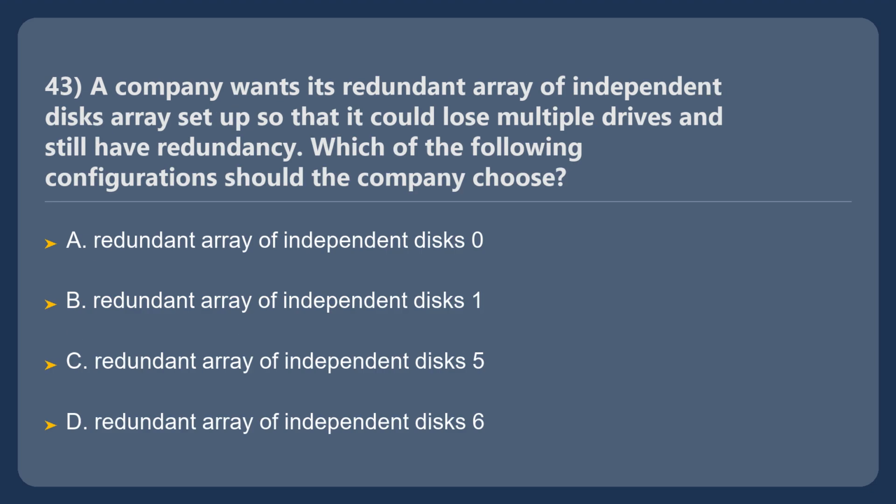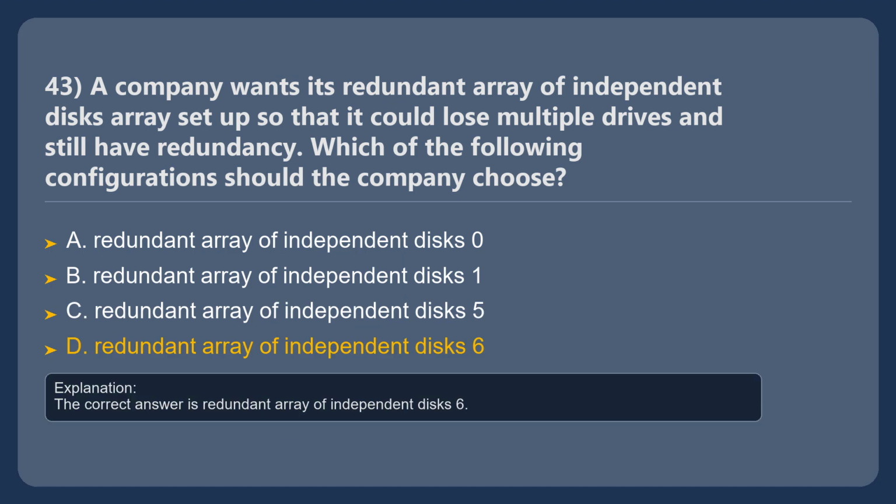Question 43. A company wants its redundant array of independent disks array set up so that it could lose multiple drives and still have redundancy. Which of the following configurations should the company choose? Option A, redundant array of independent disks 0. Option B, redundant array of independent disks 1. Option C, redundant array of independent disks 5. Option D, redundant array of independent disks 6. The correct answer is option D, redundant array of independent disks 6.